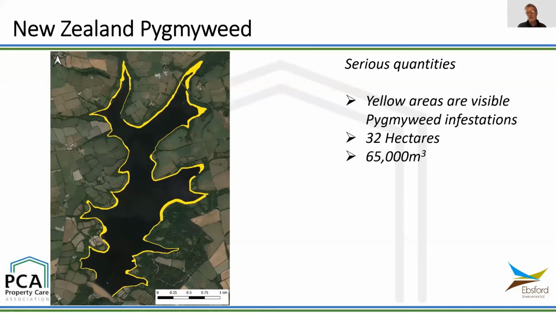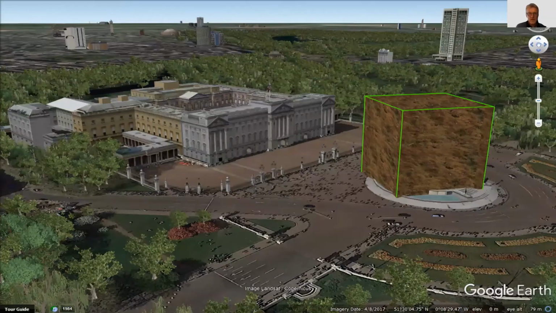And to give you an idea of what that looks like, I took that volume and produced a little scale model. So here we can see that 65,000 metres cubed of scraped up crassula in a nice uniform cube parked just outside Buckingham Palace. Now that's something to think about when you're trying to manage weeds like this, is that the volumes can be horrendous, and the fact that small fragments can be easily spread.